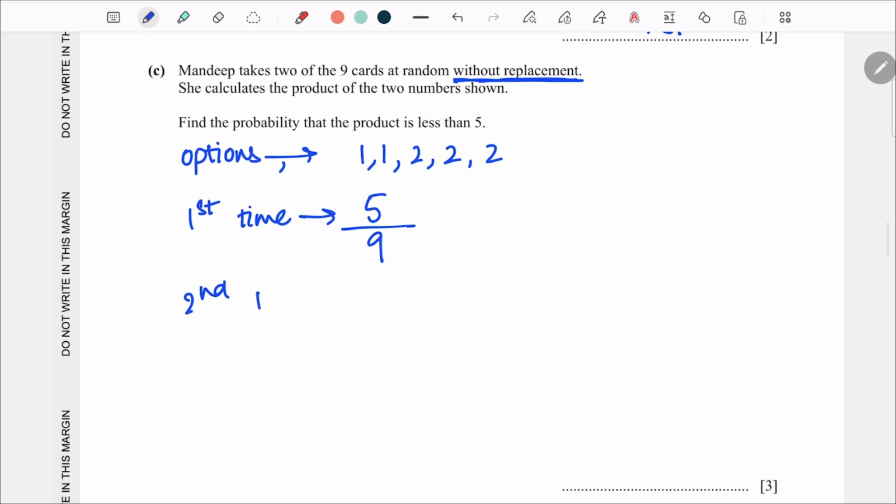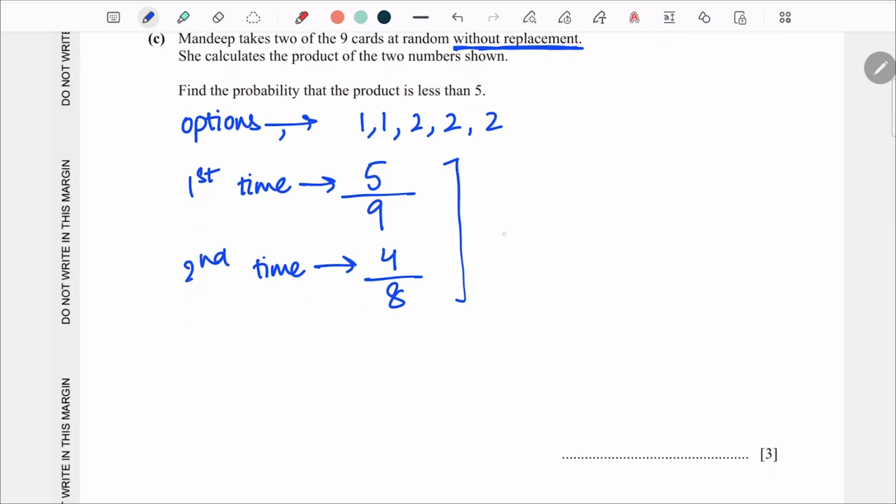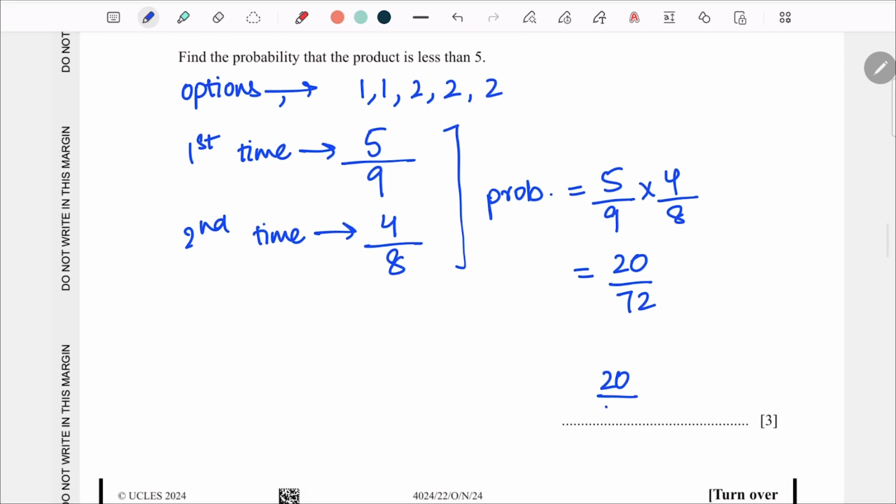So this is the first time. Now for the second time, basically the question is telling us that she picks the second one without replacement, which means that the first card that she had picked, she did not put it back into the stack. So this means that there is one less card. The total reduces by 1, and the options will also reduce by 1. That means if the options are reducing by 1, it will be 4, and if the total number of cards are reducing by 1, it will be 8. Now the final probability will basically be 5 over 9 multiplied by 4 over 8, and this is basically 20 over 72. So my final answer will be 20 divided by 72.